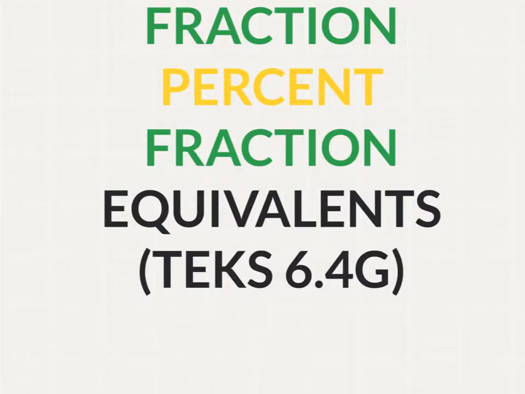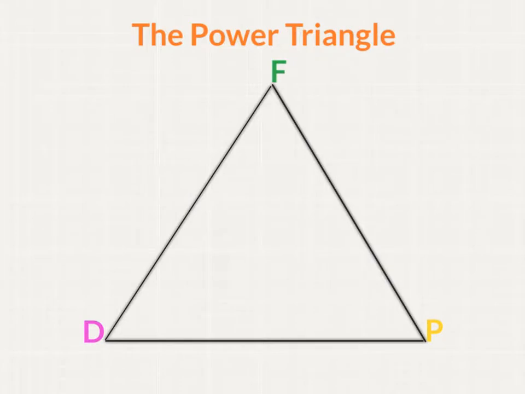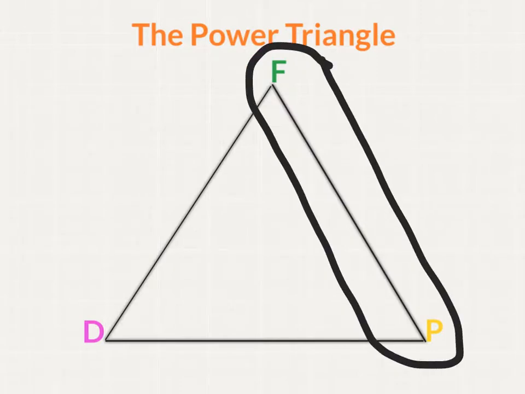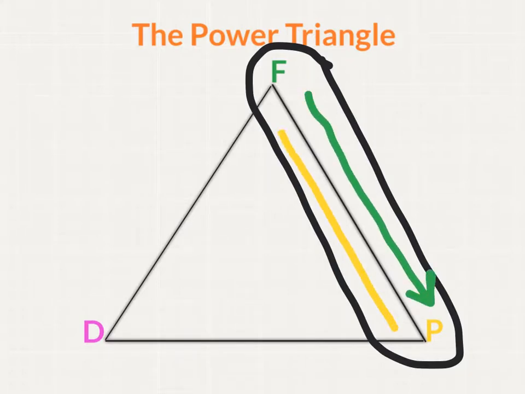In this lesson, we'll be learning about and practicing fraction to percent and percent to fraction equivalents, meeting the requirements for TEKS 6.4G. You may remember in previous lessons, I showed you how to use the power triangle to move from fraction to decimal to percent, clockwise and counterclockwise. In this lesson, we'll be focusing entirely on this leg of the triangle. We will only be rewriting fractions to percents and percents to fractions.